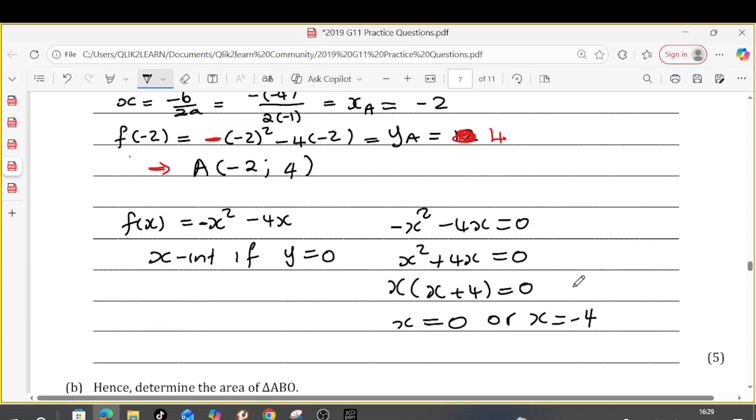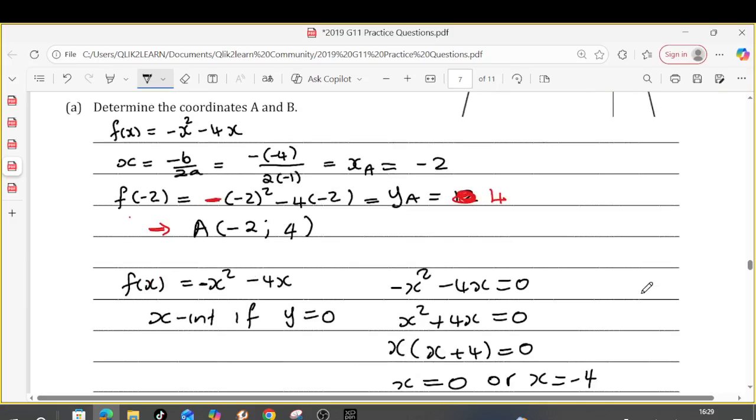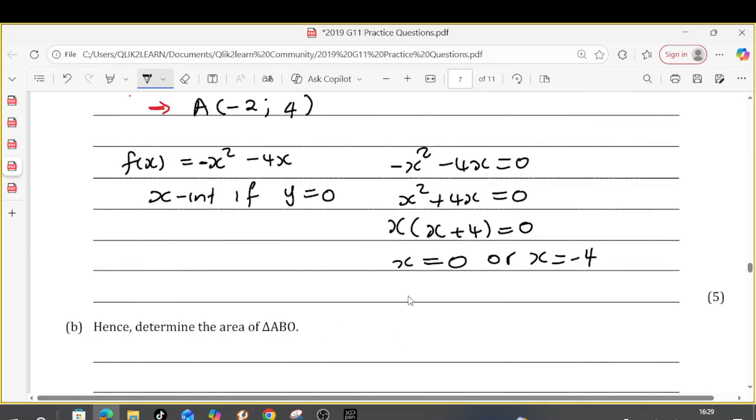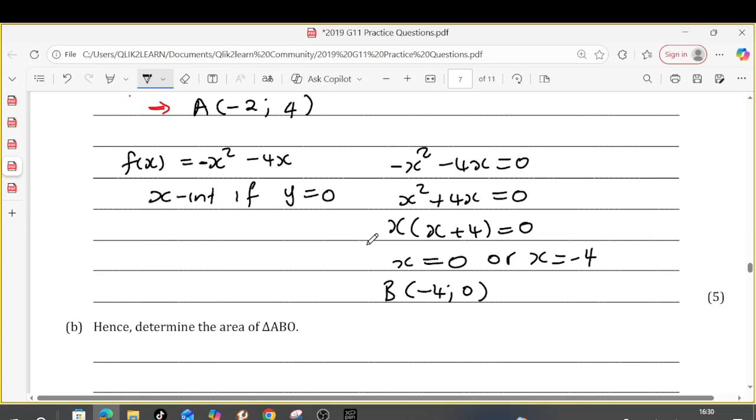So now look at this. We know that this passes through the origin. So the x here is 0, and the x for that is going to be that minus 4. So the coordinates of B, we know y, it's already 0. So this will be minus 4 and 0. And these are the coordinates of B. I hope everyone is happy with that.